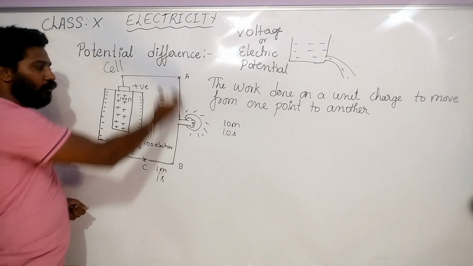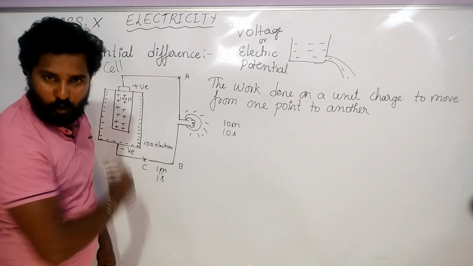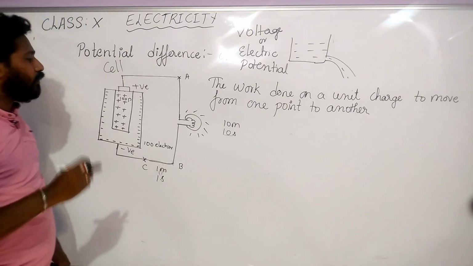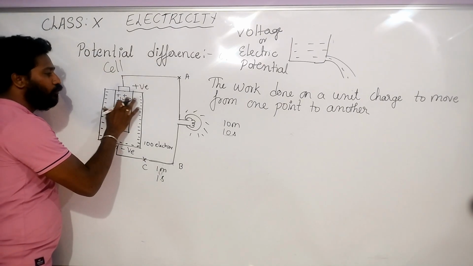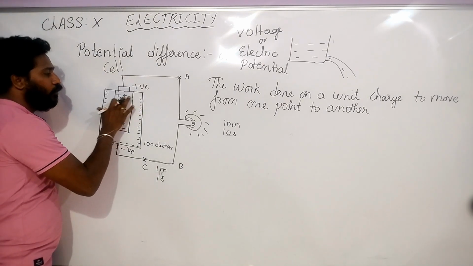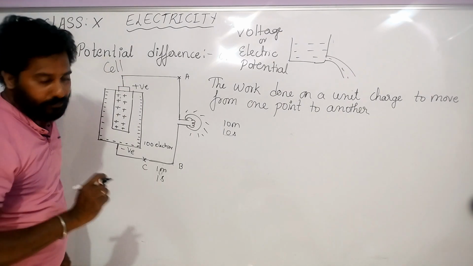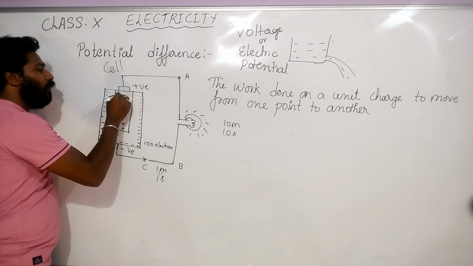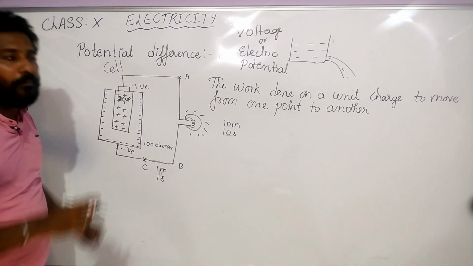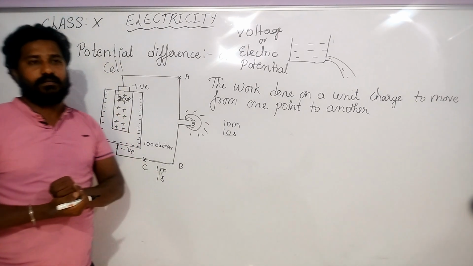So now what happens? The electron will flow through the bulb, then the bulb glows. Okay. So now what happens? Now what will I do? Imagine what I will do. 100 protons were there before. Now I will increase to 200 protons. Okay. So the number of protons is being increased.